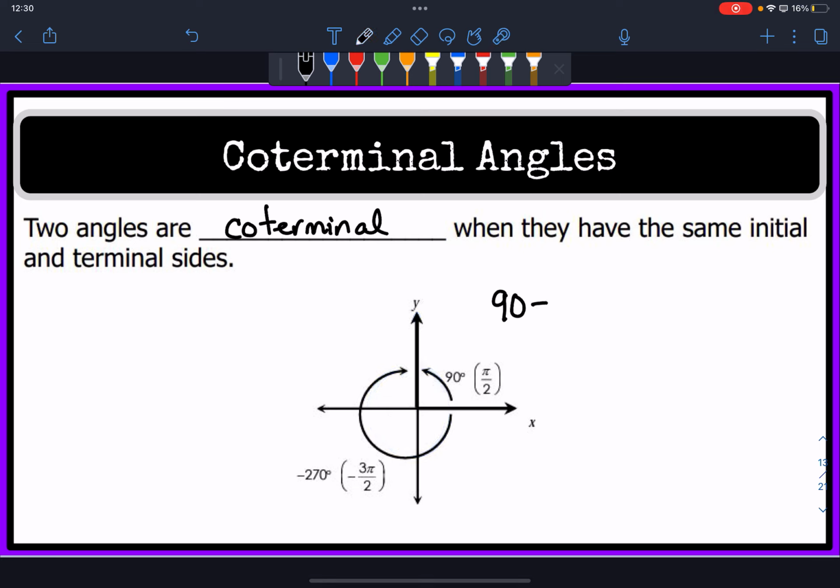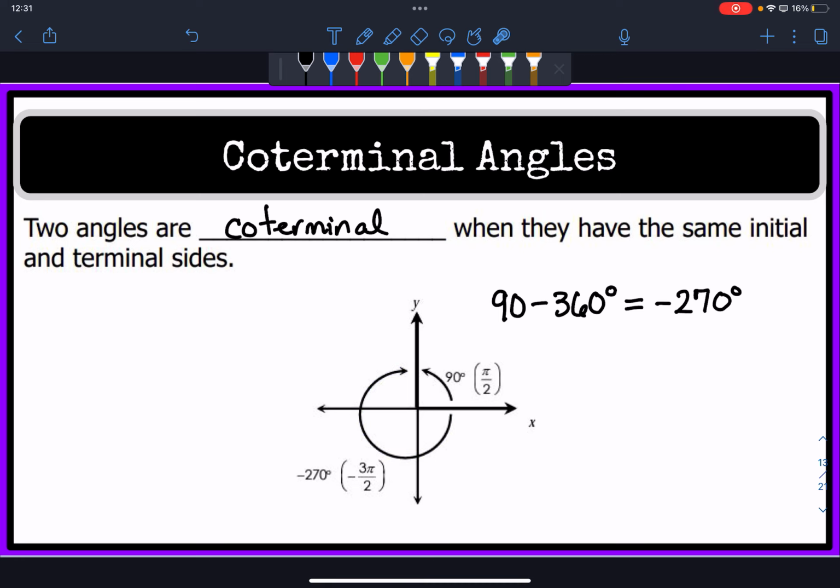So 90 minus, since we're going in the opposite direction, that's going to be minus 360 degrees. That equals a total of negative 270 degrees. So the coterminal angle of 90 is negative 270. And the same thing with negative 270. If I rotate clockwise and go right here, my negative 270 finishes here.